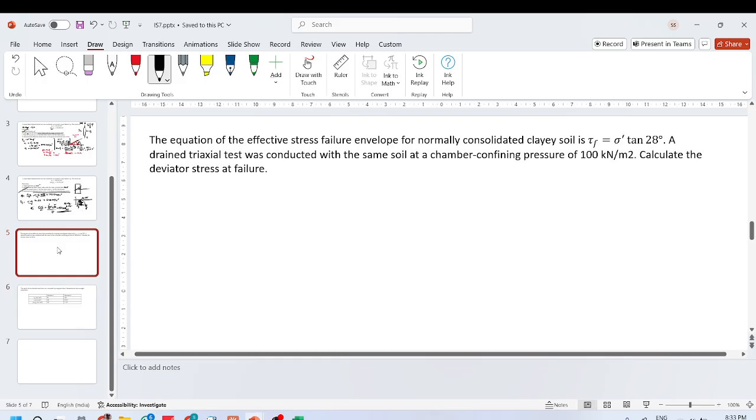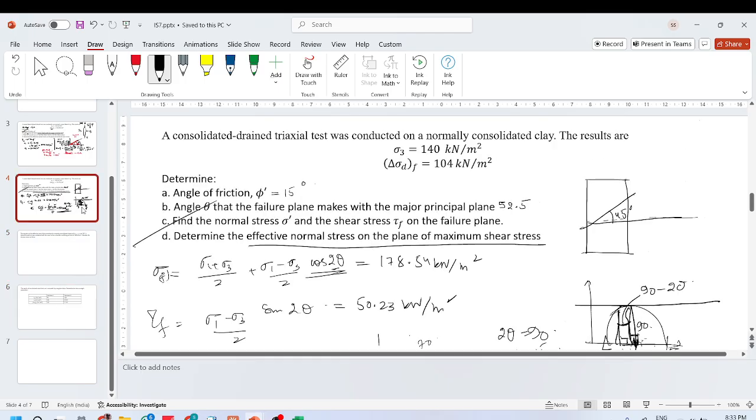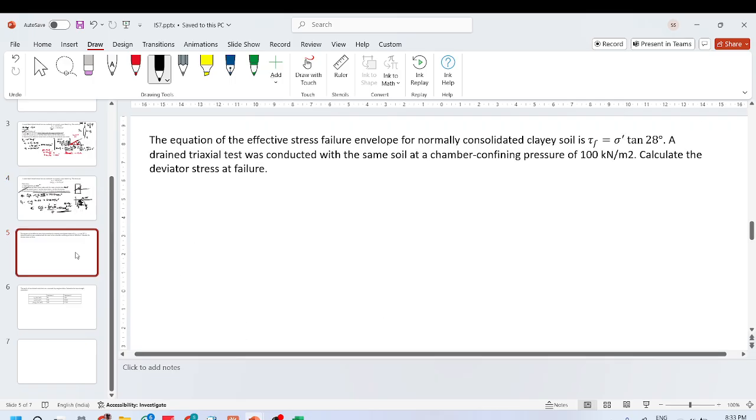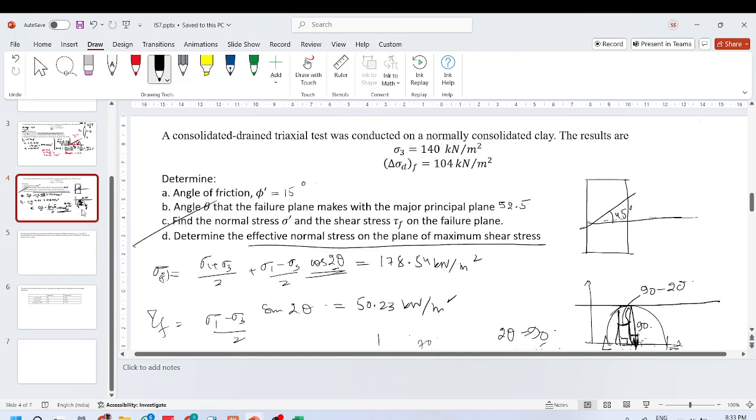Madam, small request, madam. Yes, please. In next class, if possible, can you add a little bit of topic on back pressure? Okay, I will do that. And also, if possible, any small numerical related with back pressure. Yes, yes, I will.